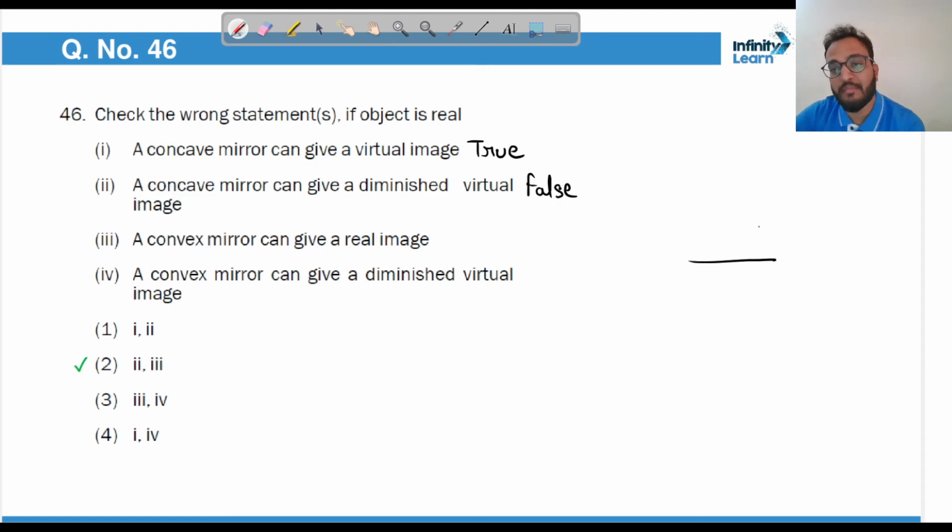See, when the object is kept here, if you remember, between focus and pole, the image is formed here, but it is not diminished, it is enlarged. Virtual, erect and enlarged. So the second one is false. A convex mirror can give a real image. False. No, never.